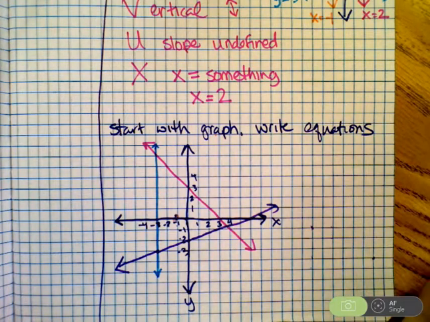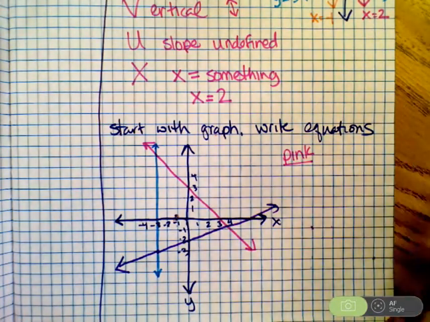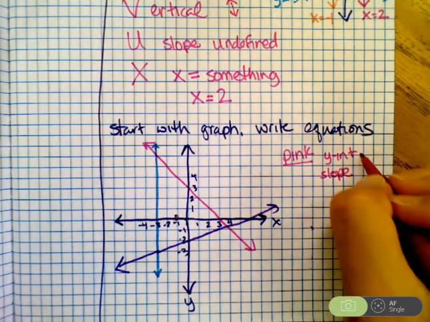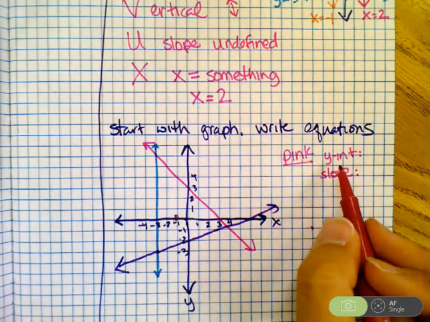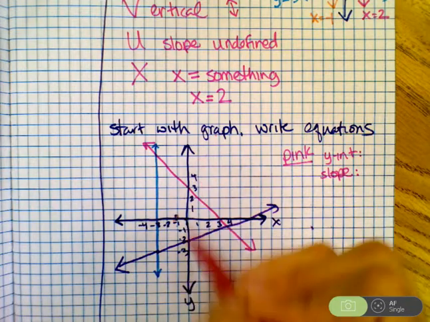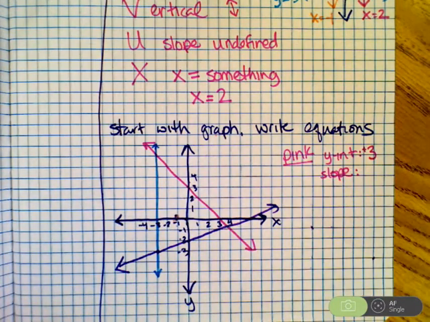So if we look at our pink line, we want to think about two things. We want to think about the y-intercept, and we want to think about the slope. So when we look at our pink line, for the y-intercept, we need to see where it crosses the y-axis. So I just look here. Here's my y-axis. It's crossing at +3. You can put the little plus next to it if you want.